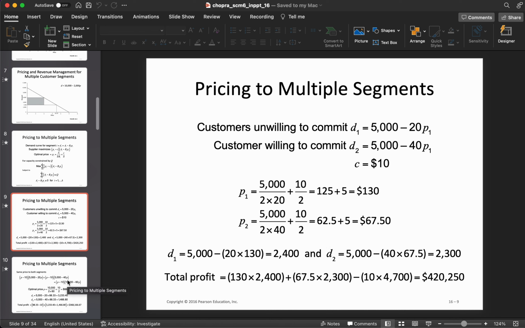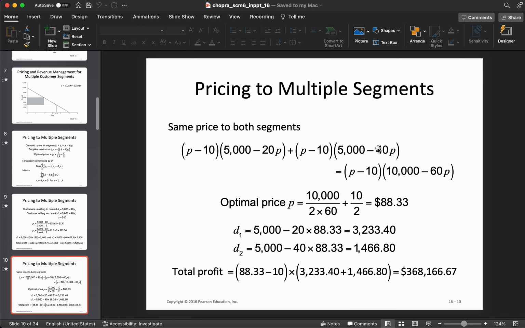Now here is another nice way of comparing what's going to happen. Let's say that you priced both segments at the same price. So let's say that we have this exact same price for both segments. So 20 times P, it's the exact same price. You can write a new profit function, and if you optimize this, it'll be 10,000 over 2 times 60 plus 10 over 2. So the optimal price will be $88.33.